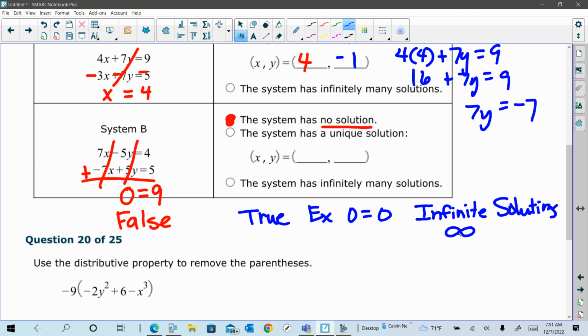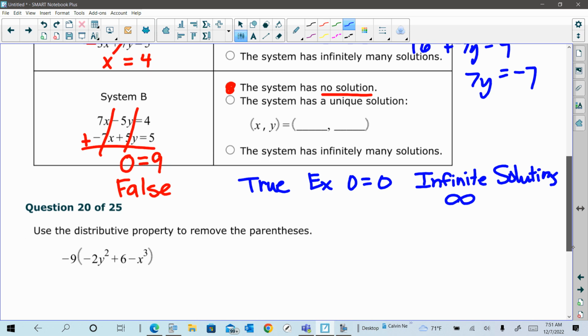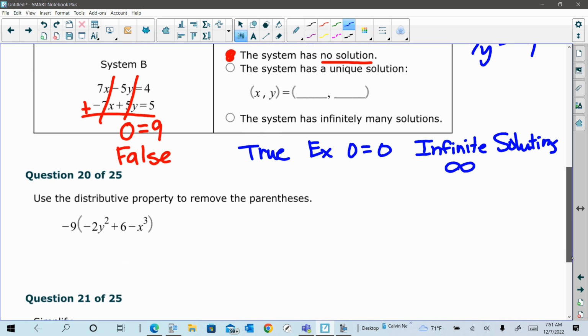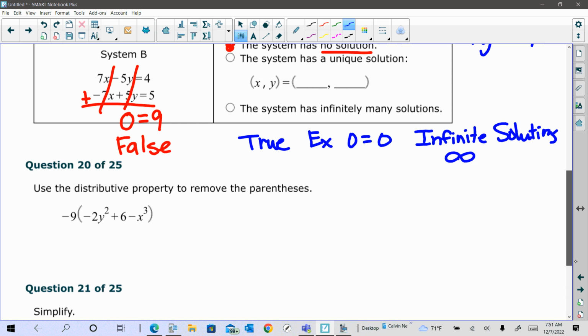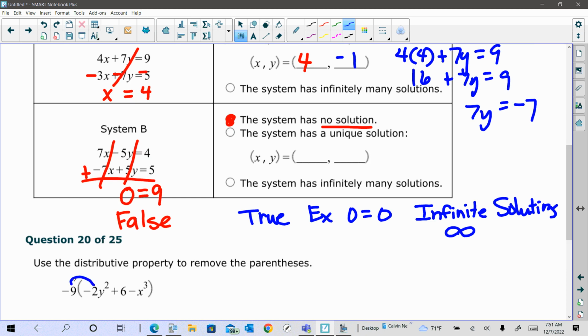Then the last part is just going to be simplifying expressions using the distributive property and combining like terms. So here, just distribute your -9 to each term. This is going to give you a positive 18y squared, -54, and then positive 9x cubed. You cannot combine these. They're not like terms because we don't have the same variable, same letter.